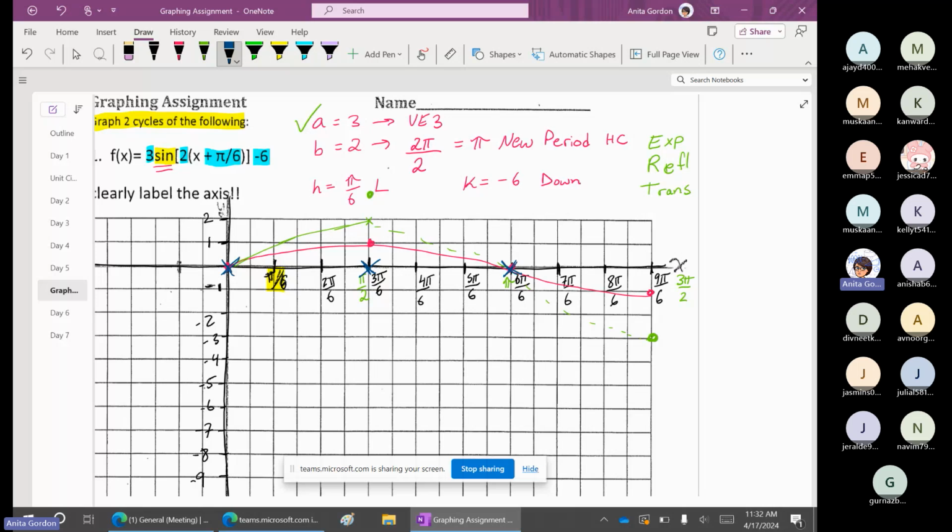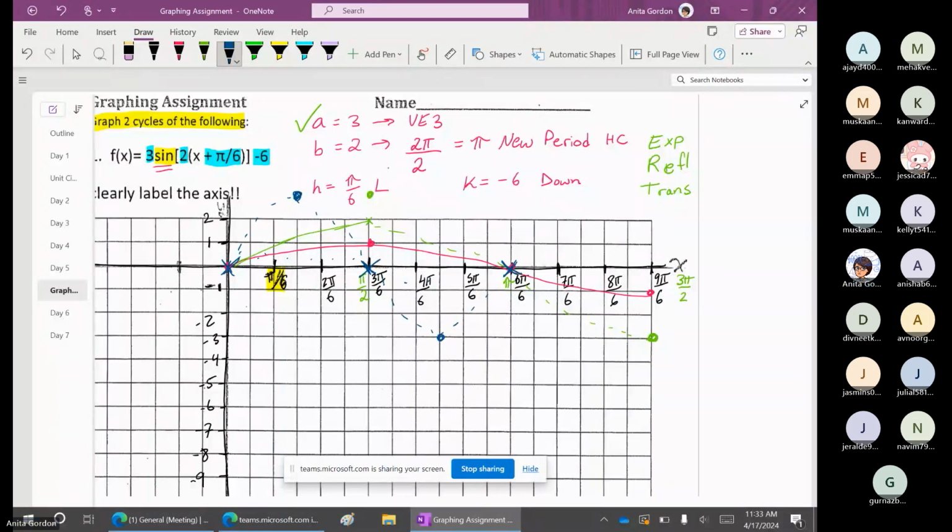The way I'm going to do this is I'm going to count how many squares are between 0 and pi by 2. 1, 2, 3, 4, 5, 6 squares. So 3 squares is the halfway point. 1, 2, 3. So the top of my wave is right there. 1, 2, 3. Bottom of my wave is right here.